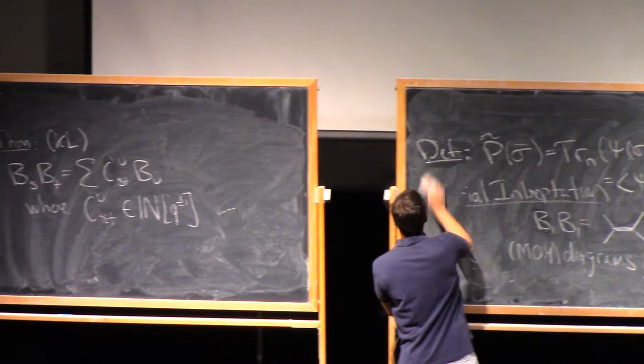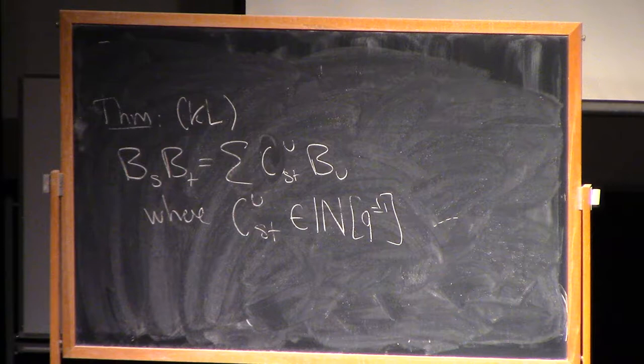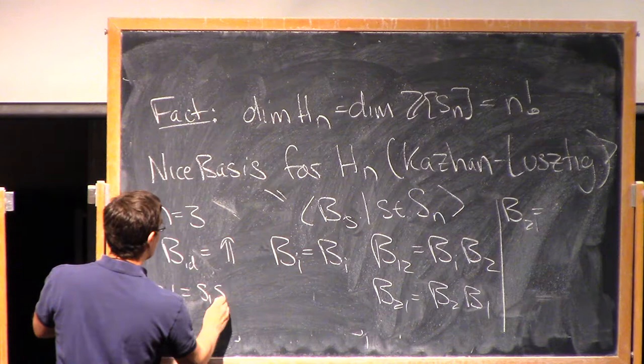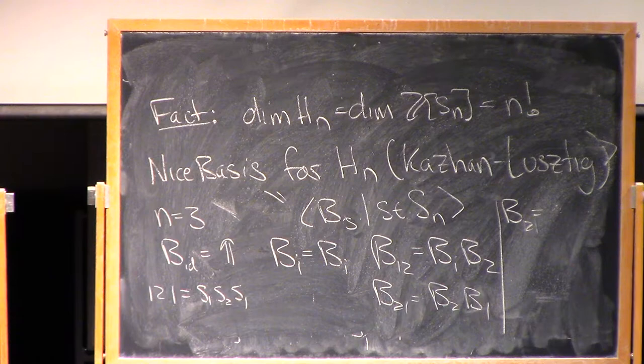So there are lots of different ways to think about this theorem, but probably the easiest one was discovered by Soergel. So do you have B_s for every permutation, right? Yes, that's right. Right, okay. So if I write, for example, 121, that's supposed to mean the permutation s_1 s_2 s_1. Okay. Yes. Okay.